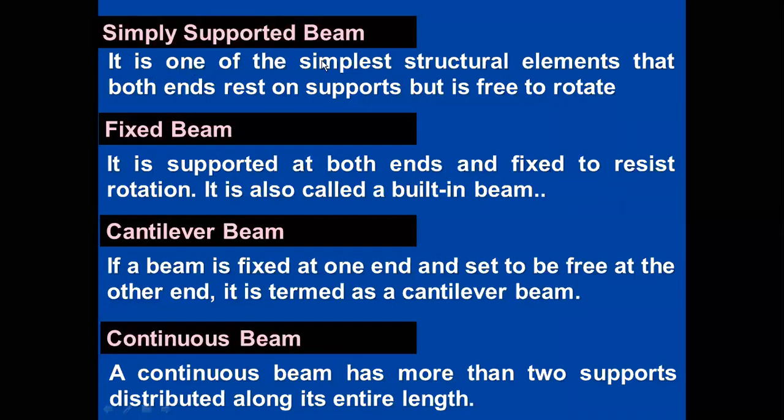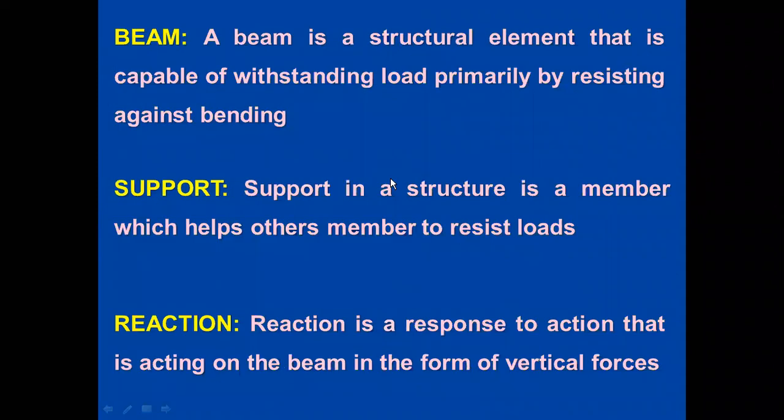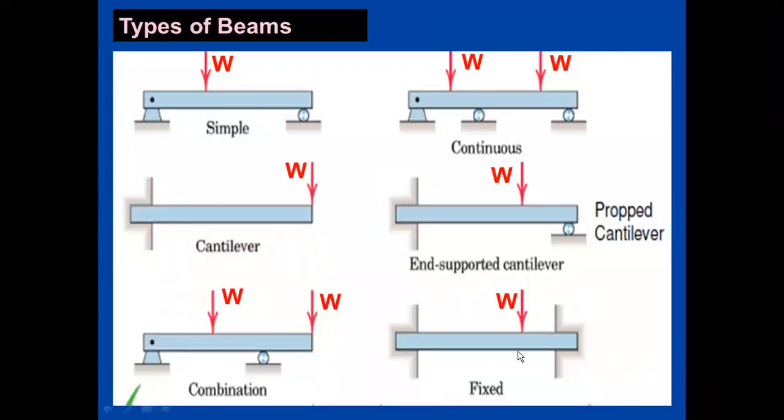The simply supported beam is the simplest structural element, where both the ends rest on a support but are free to rotate. Just because it is rested over the support, we can easily rotate it. When we come to the fixed beam, it is supported at both ends and fixed to resist rotation. Here you see, in the fixed beam both the ends have been fixed at the corners, so there won't be any rotation. It can easily resist any type of rotation coming over the beam.